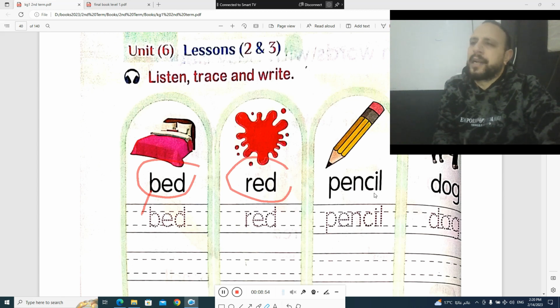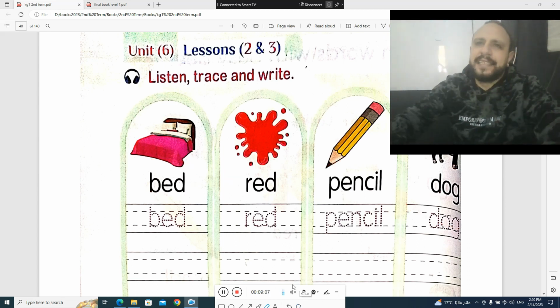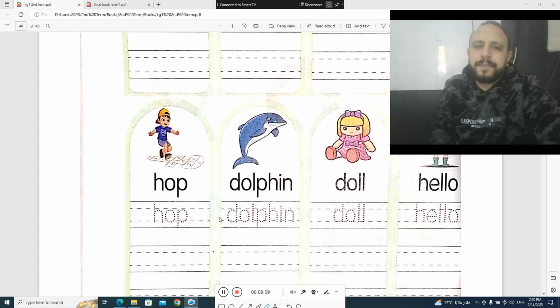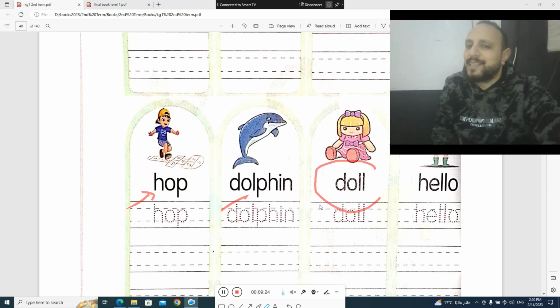Excellent. Pencil. Pencil begins with letter B. Excellent. Dog. Dog begins with letter D. Hop. Hop begins with letter H. Dolphin. Dolphin begins with letter D. Doll. Doll begins with letter D. Hello. Hello begins with letter H.